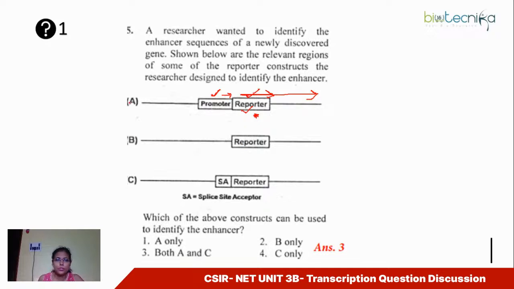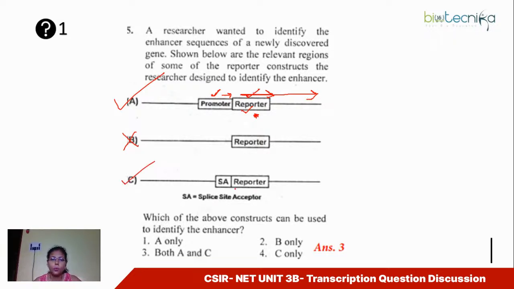Look at the second picture. From the second construct, there is only the reporter, there is no promoter. Now, enhancers don't work on the reporter. Enhancers are sequences to which the activators will bind, and they will interact with the activators and the transcription factors which are sitting at the promoter. So you need the promoter site. Over here there is no promoter, upstream or downstream, nowhere. So this is a wrong construct.